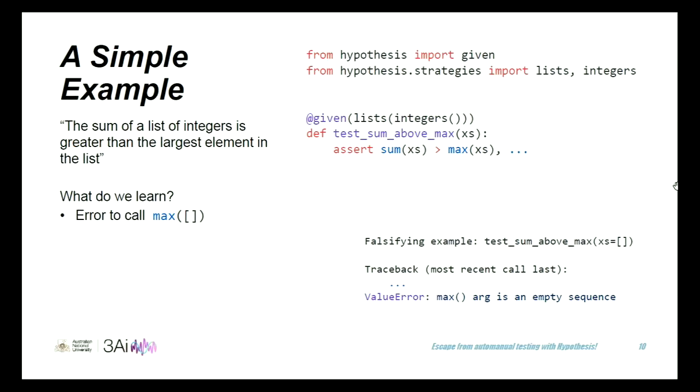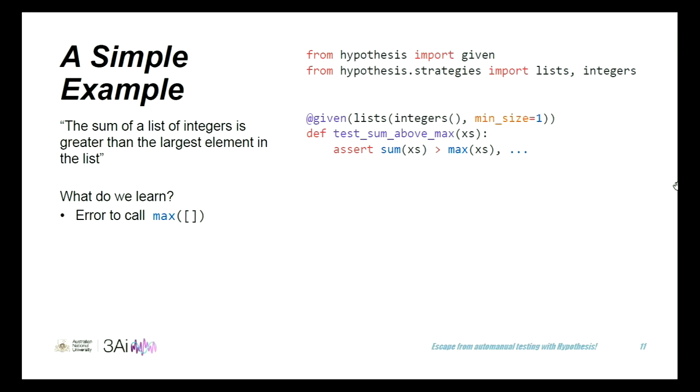And when we run this, Hypothesis tells us that we can't get the maximum of an empty list because there's no values in the list, so there's no maximum. So we go, okay, list of integers, but the minimum size of the list is 1, right? So lists of at least 1 integers.